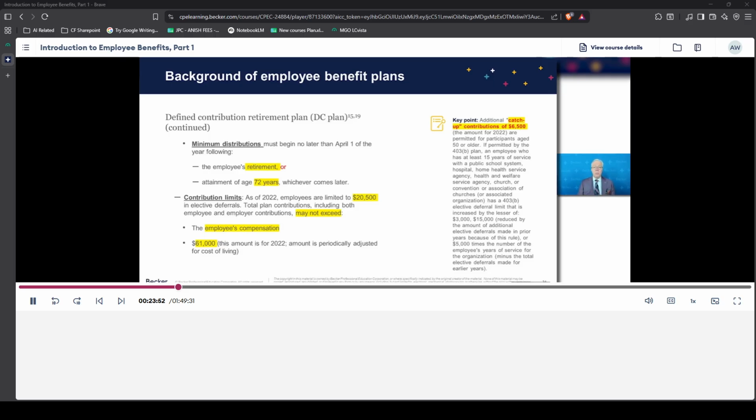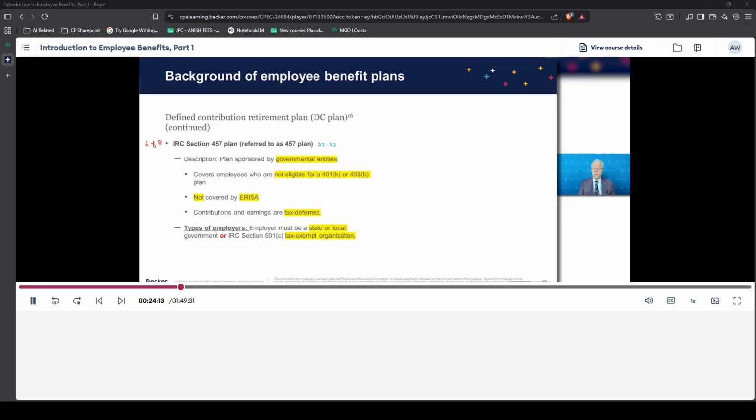Contribution limits, $20,500, similar to your 401k, and it may not exceed the employee's compensation. You'll notice right here, or 61,000. This amount is for 2020. Amount is periodically adjusted. And by the way, there is that catch-up 6,500 that we mentioned a little bit earlier.